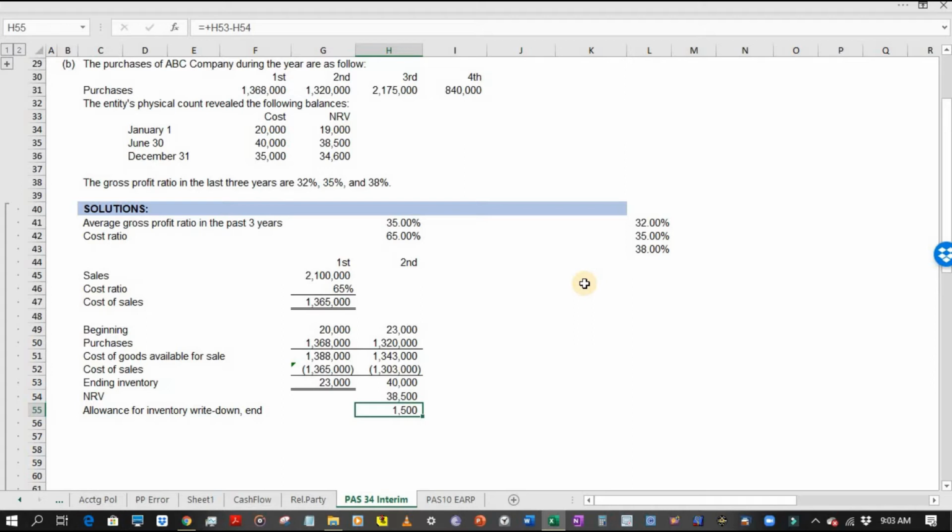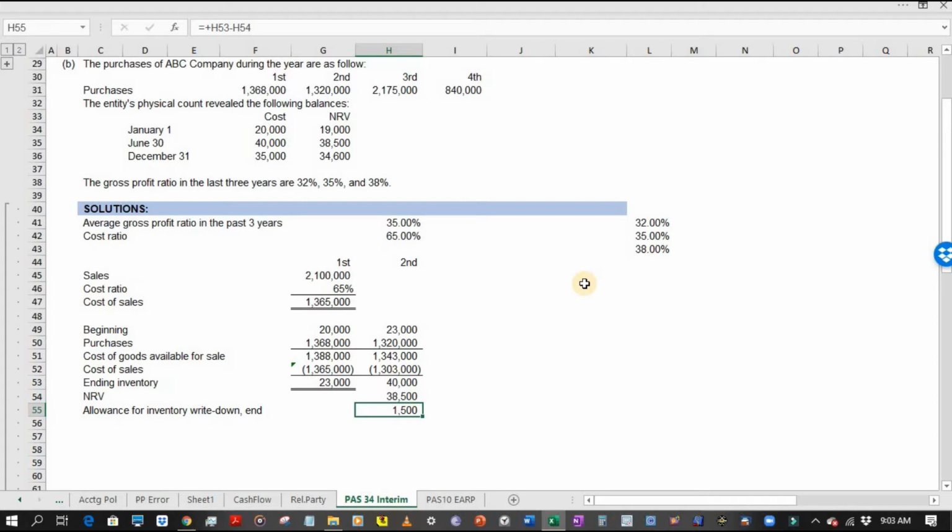If you can still remember, there are two methods in the valuation of inventory. These are the allowance method and the direct method. So in this instance, we are going to use the allowance method. So the difference is 1,500, and this should be the ending balance of the allowance for inventory write-down as of the second quarter. So to get the adjustments to the cost of sales, we need to get the change in the allowance for inventory write-down.